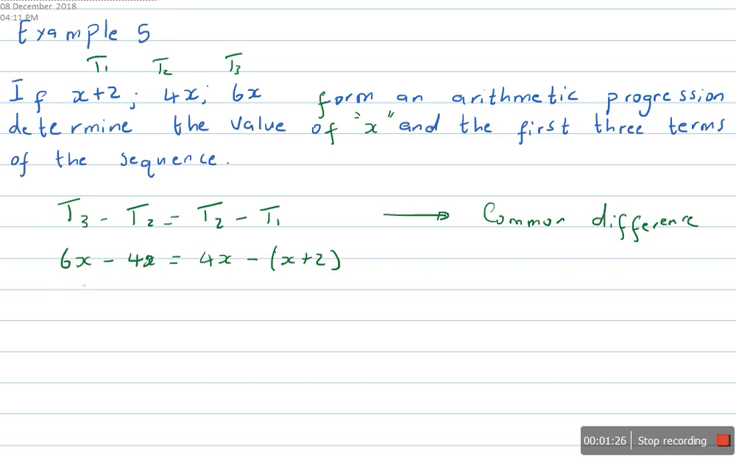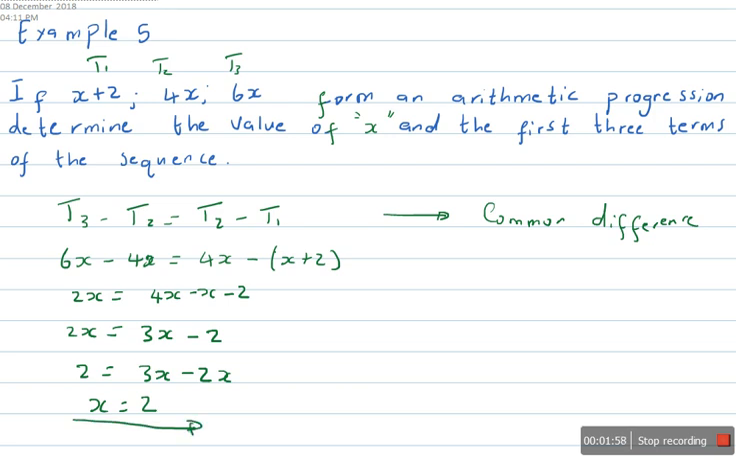So into ezokwenzeka-ke la, it's going to be 6x minus 4x, so you'll have 2x, and on the side you're going to be left with 4x minus x minus 2, and it's 2x equal to 3x minus 2. So transpose again, so it's 2 equal to 3x minus 2x, so we'll be left with x as 2. So yes, iloyo x wethu.